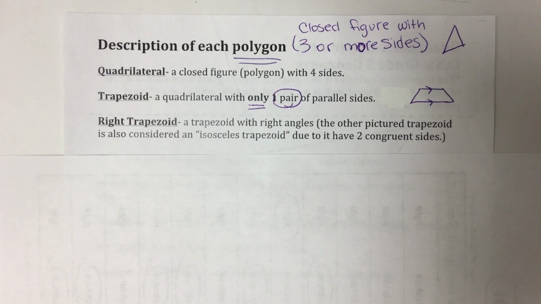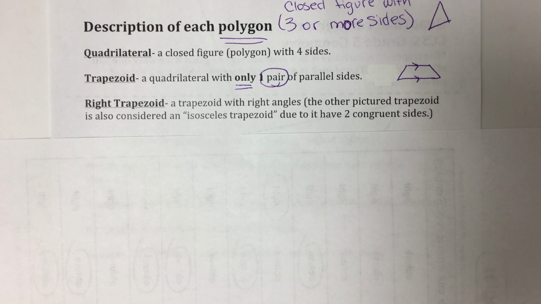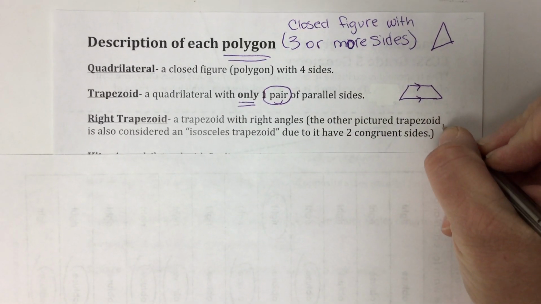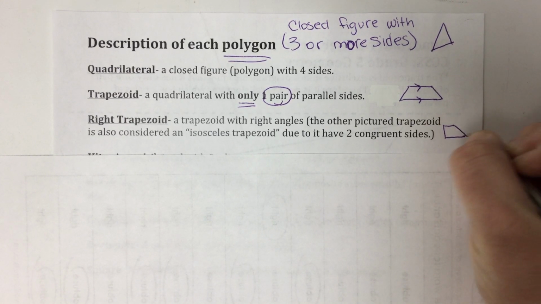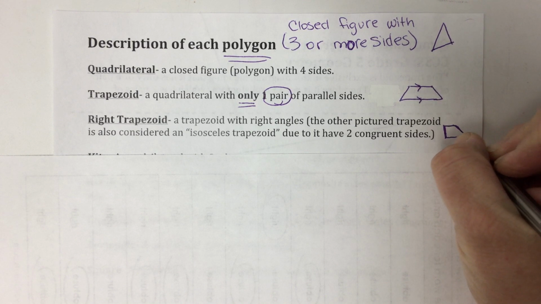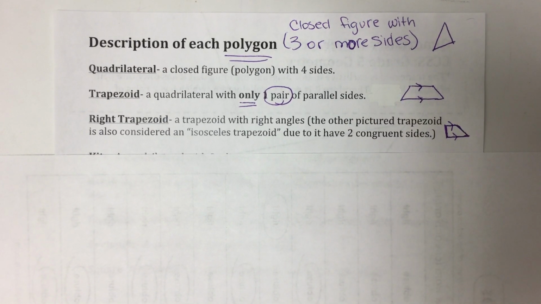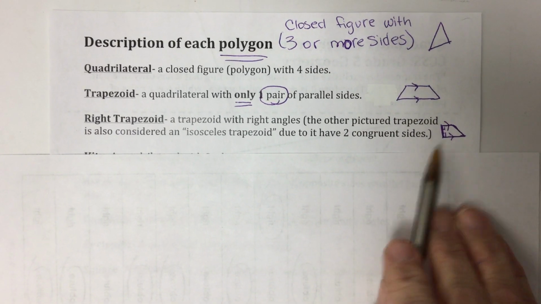Then we have the right trapezoid. This is one that's new. A right trapezoid is a trapezoid with right angles. The other pictured trapezoid is also considered an isosceles trapezoid due to its having 2 congruent sides. So a right trapezoid would look like this. It has 1 pair of parallel sides, and then it has 2 right angles. That is a right trapezoid.